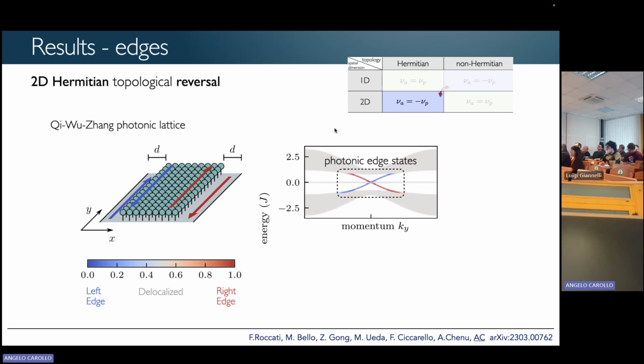If you quantize on a cylinder, periodic in this direction but cut in this direction, you see that there is formation of these edge modes on these two sides. Red stands for right and blue for left. And you see that the slope of these modes, they are only propagating in one direction. So the red one is propagating in this direction by the slope, and the blue one is propagating in the opposite direction because of the slope. Okay, so that's the edge states, the standard edge states.